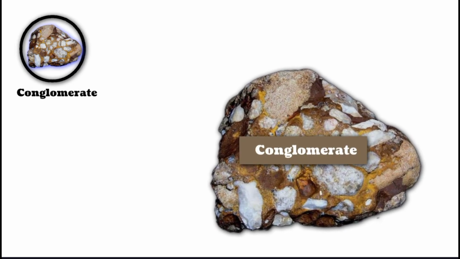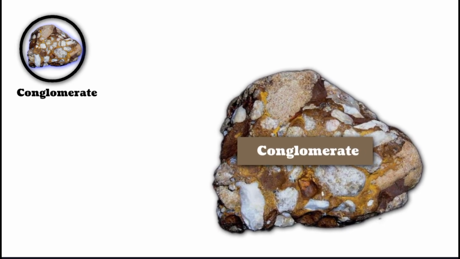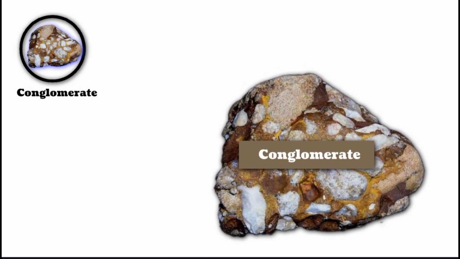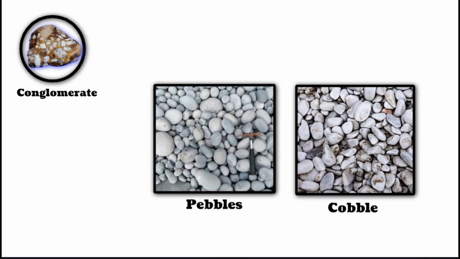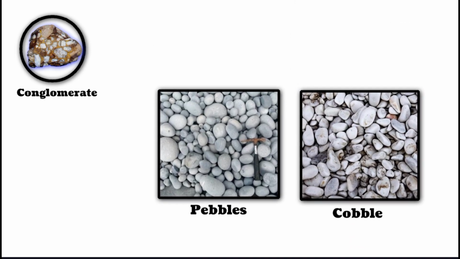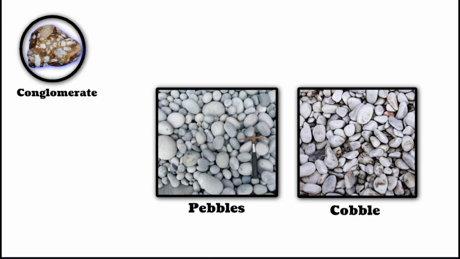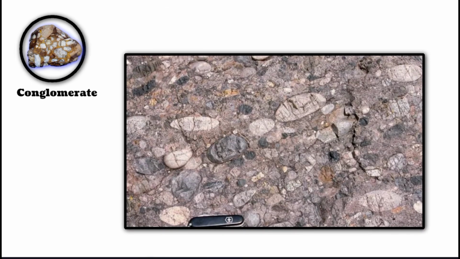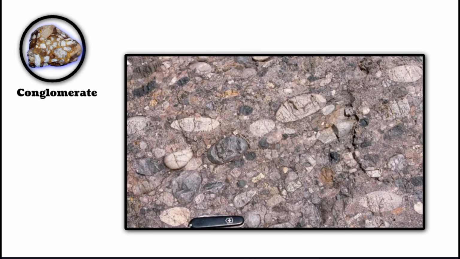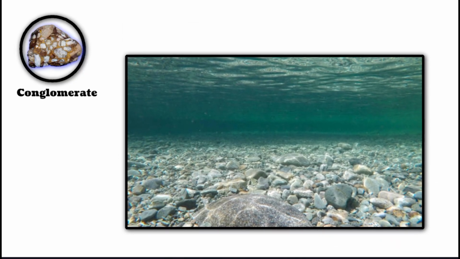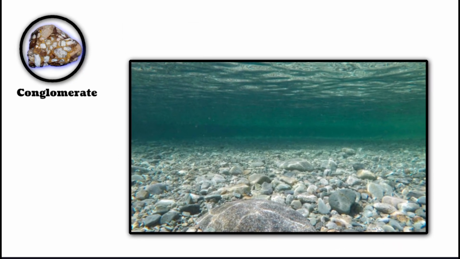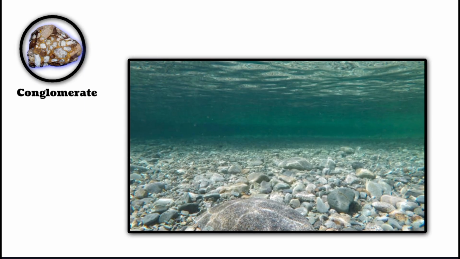Number 4. Conglomerate. This rock looks like a natural piece of concrete. It is a mix of large, rounded pebbles and cobbles buried in a matrix of finer sand or silt. The rounded edges of the stones are a huge clue. They tell us that these rocks traveled a long way down a high-energy river, where the water tumbled and smoothed them over time before they were finally buried.